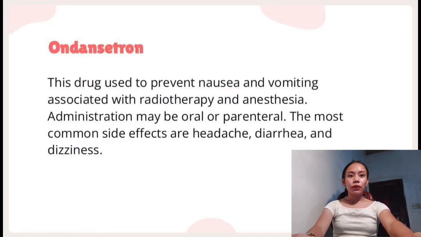The first drug under antiemetics is ondansetron. This drug is used to prevent nausea and vomiting associated with radiotherapy and anesthesia. Administration may be oral or parenteral. The most common side effects are headache, diarrhea, and dizziness. In addition, this drug is used off label to treat nausea and vomiting from other causes, including childhood viral gastritis and morning sickness of pregnancy.